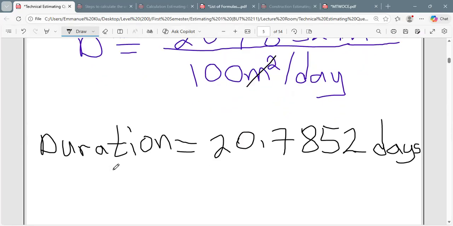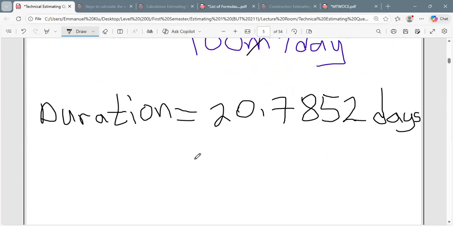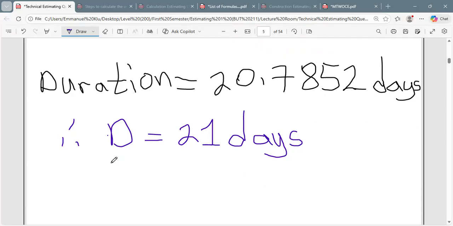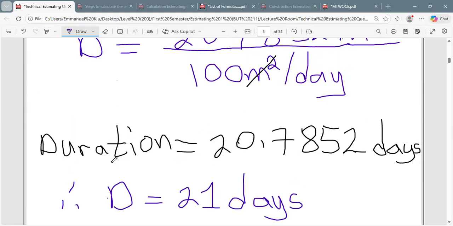Okay, so at the end of the day, how can we finalize our duration? Duration has to be written as a whole number. So finally, we can say that therefore our duration is equal to 21 days. So that is our duration for the carpentry gang.